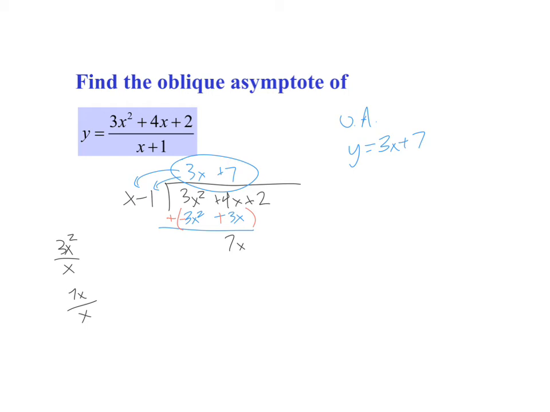Okay, so you're basically just dividing your front coefficients, 3x squared divided by x, which gave us 3x, and then we divide our remainder after our first step, divided by x once again, and that'll give you your last part of the equation, and you can stop there.